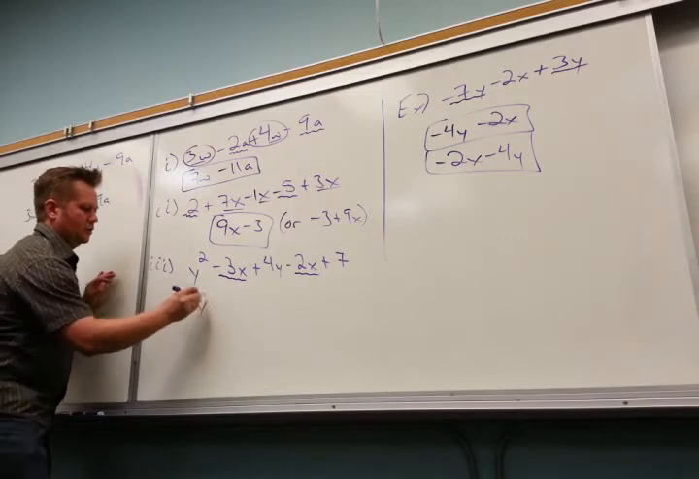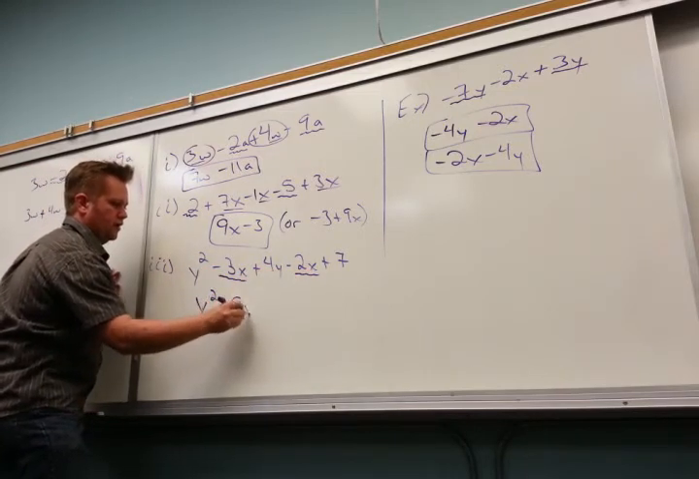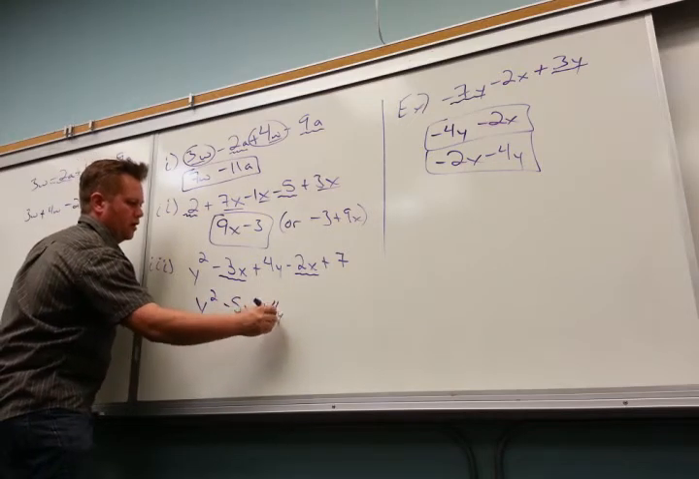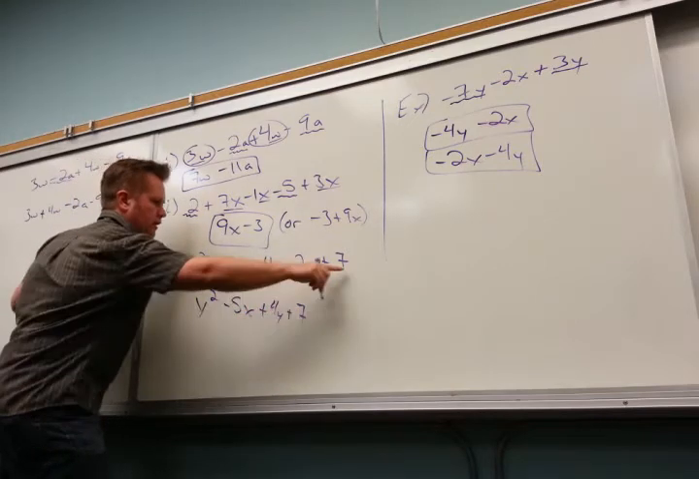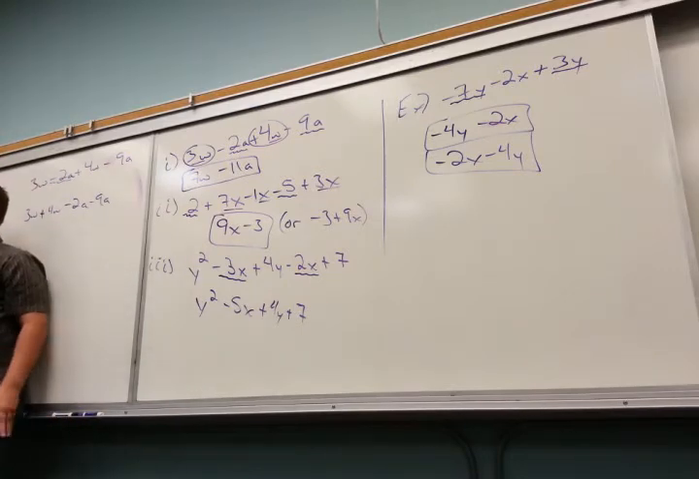Okay. So y squared minus 5 minus 3 minus 2 minus negative 5, minus 5x plus 4y plus 7. You just collect everything else. They didn't have anybody to go with, so they stay the same.